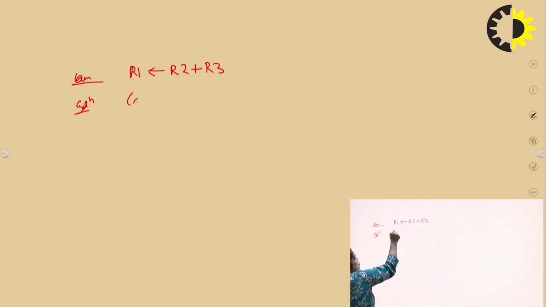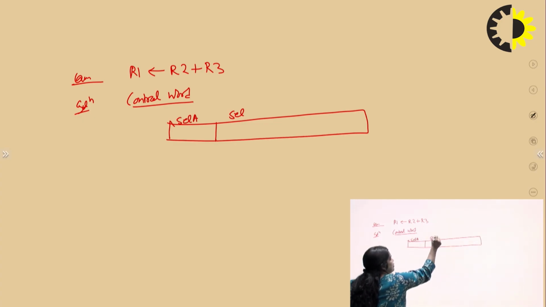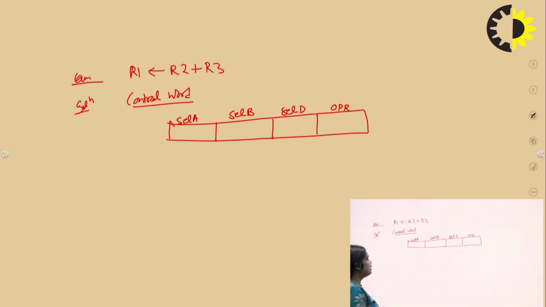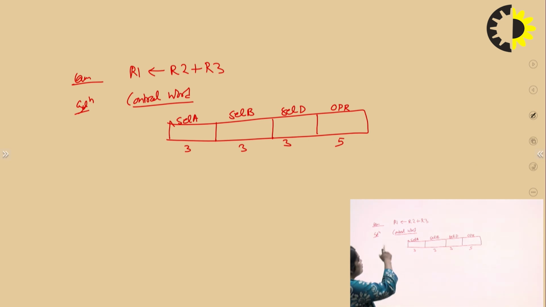the control word is as follows: select A, select B, select D and OPR. Select A, B and D are 3-bit values, and OPR is a 5-bit value. For this operation we are going to compute R2 plus R3. R2 is the first input value, which goes to multiplexer A. R2 is written in 3 bits as 010. R3 is also a 3-bit value. Generally, you can write 3 in binary as 11, but because it is 3 bits, we write 011.